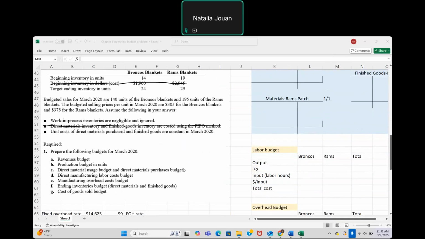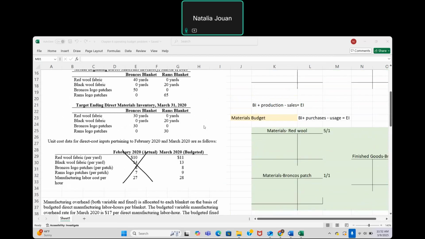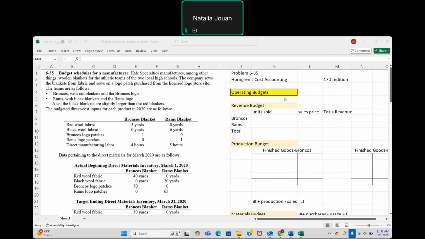So here you have all the budgets we're going to be making. And as you can see on the side, I already have the spreadsheet with the budgets and what we're going to be filling in. Okay, so operating budgets. We're going to start with the revenue budget. So we want to know what our revenue will be. We need how many units we're going to sell. We're going to multiply the units times whatever we're selling it for. So that will give us the total revenues.